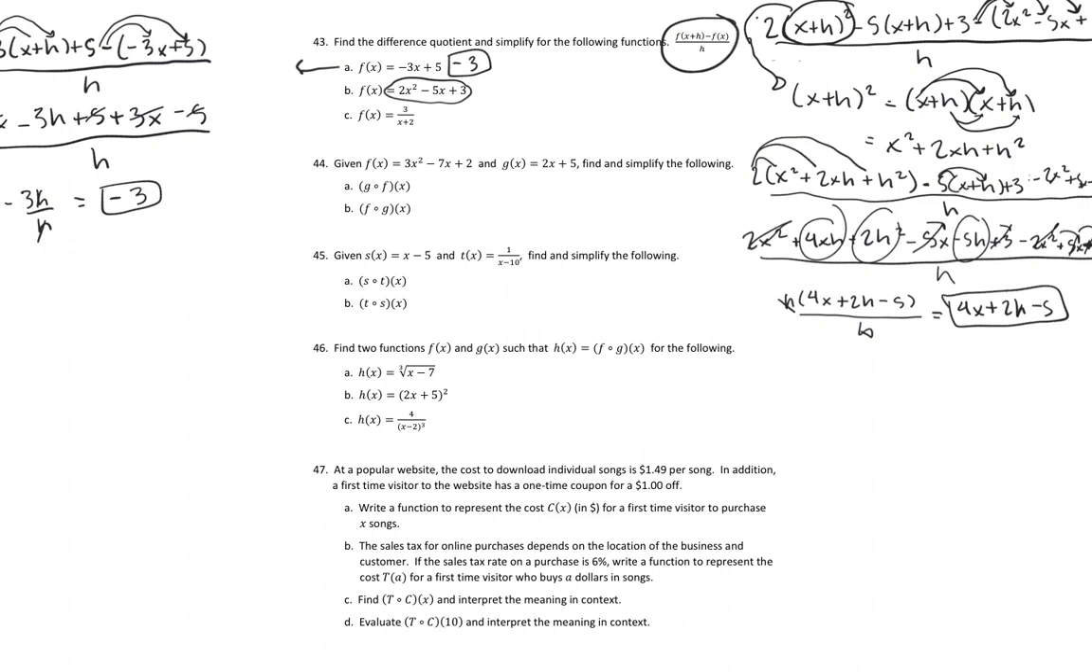All right, so for part C, and also I'm going to go back to part B a little bit here, and I'm just going to write that up here so you guys can see. That's going to be 4x plus 2h minus 5. That's our final answer. So then for part C, let's see.